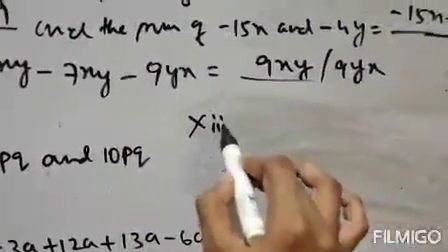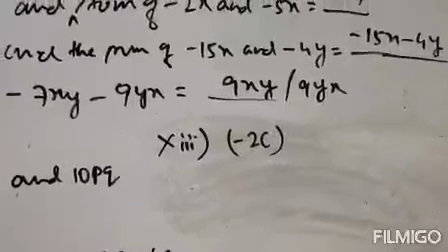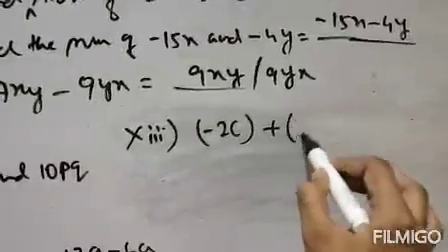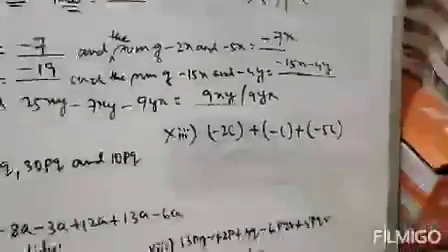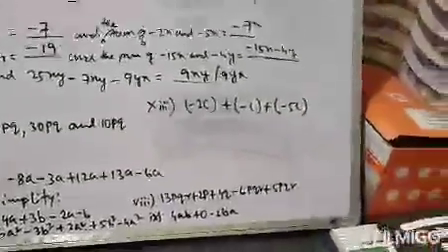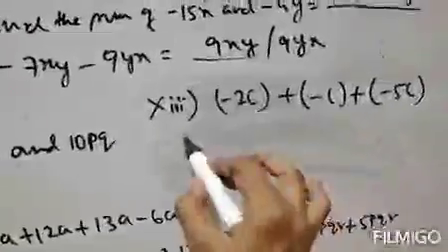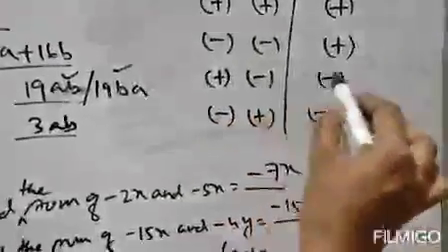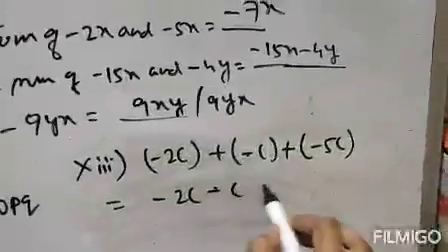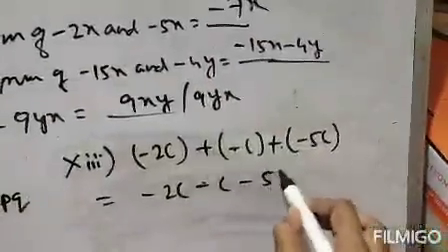Next, question number 30: minus 2c, just put it in brackets as minus signs are given, plus minus c plus minus 5c. As minus signs are given, we have to put them in brackets. Now eliminate the brackets first. Minus 2c. Now plus and minus becomes minus, so write minus c. Also plus and minus becomes minus, so write minus 5c.